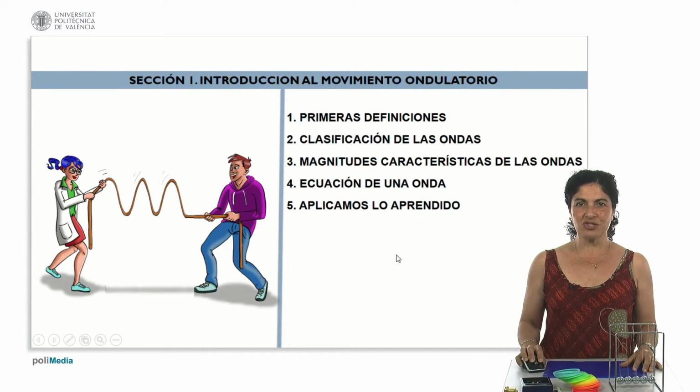Hello everyone, welcome to this first section of the study of wave motion. This section is an introductory section and we are going to approach this study through 5 lessons.